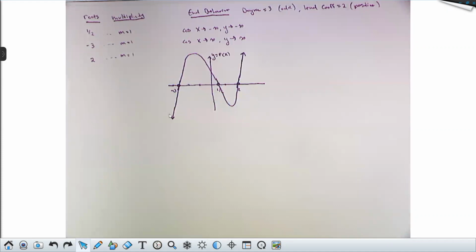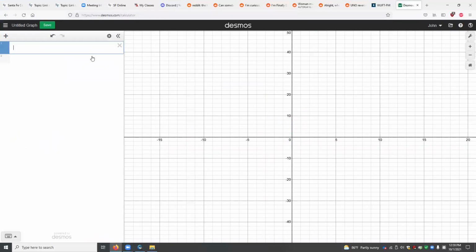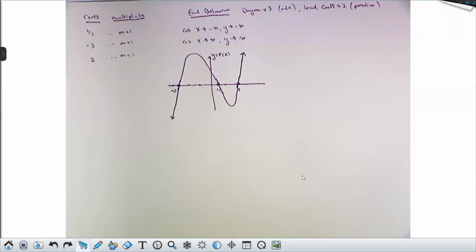We can check our work in Desmos. So in Desmos here, I want to graph p of x equals 2x cubed plus x squared minus 13x plus 6. And yeah, sure enough, looks pretty good. We can verify that I've got a root at -3, a root at 0.5 or positive 1/2, and a root at 2. Exactly like we said. I would be very happy with this graph first.